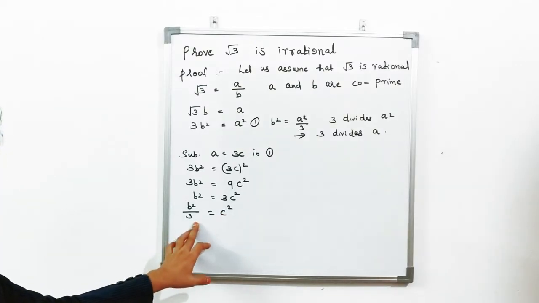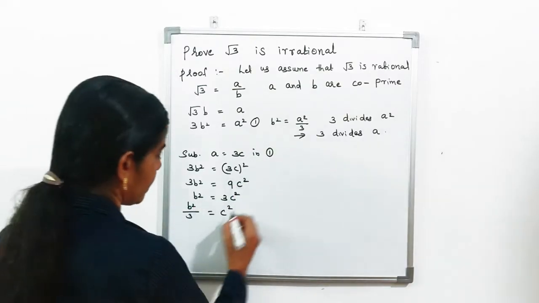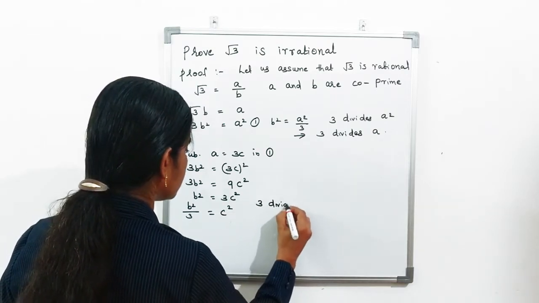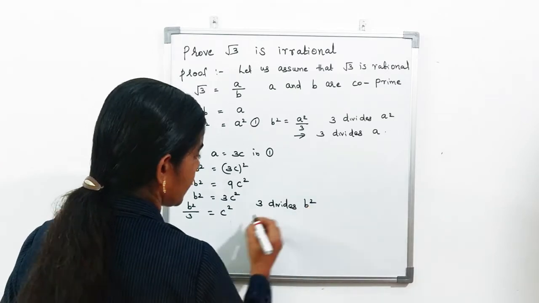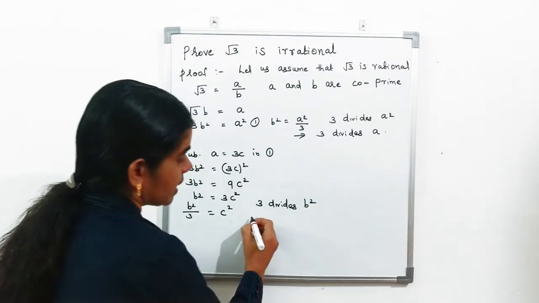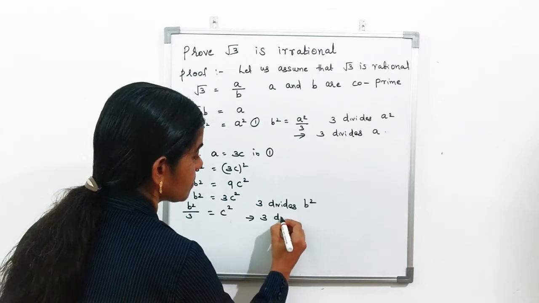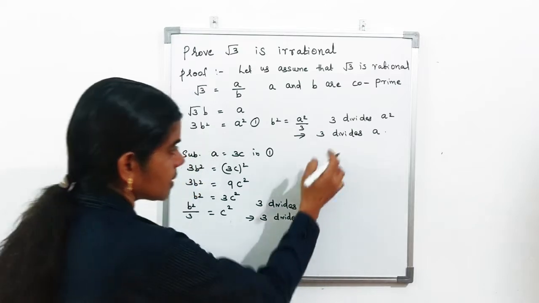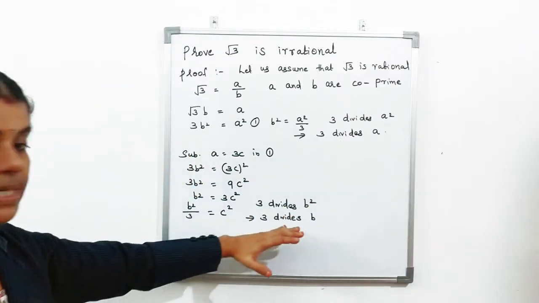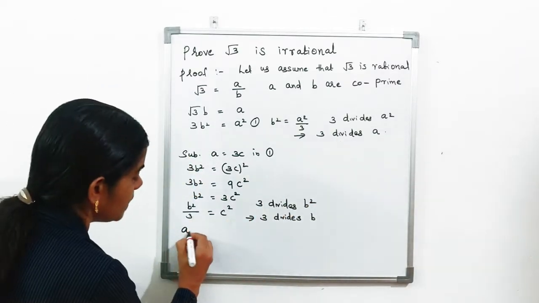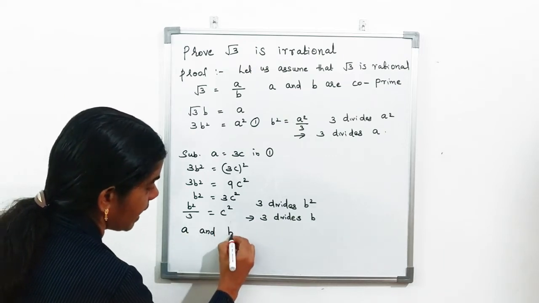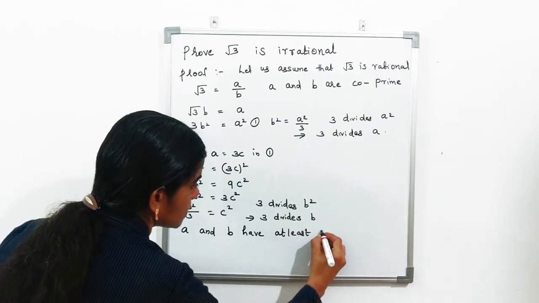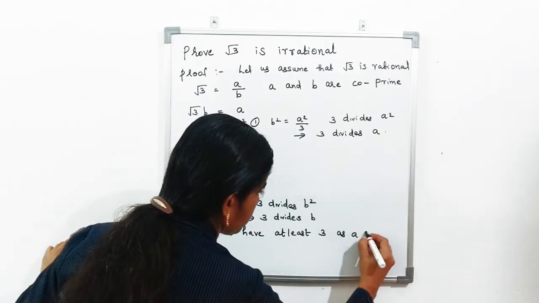Then what did you get now? 3 divides b square. By the theorem, we can write 3 divides b. 3 divides a, then 3 divides b. That means a and b have at least 3 as a common factor.